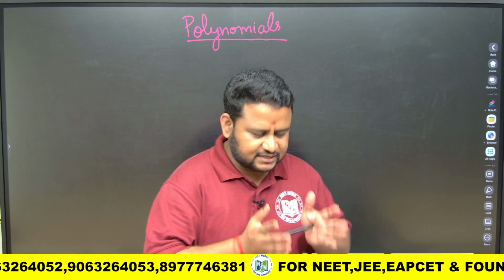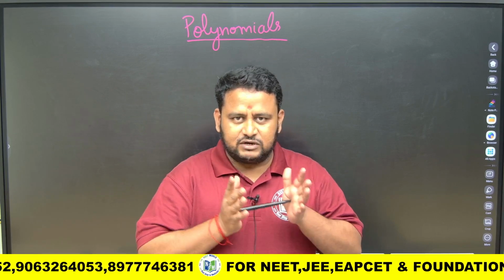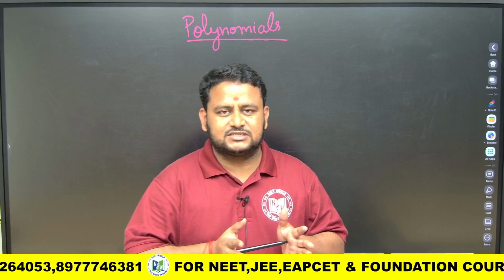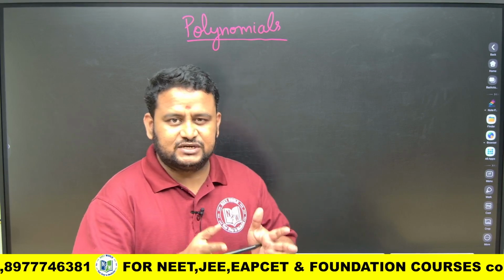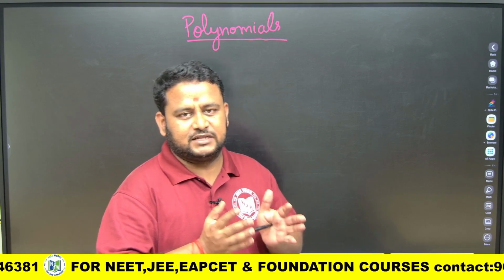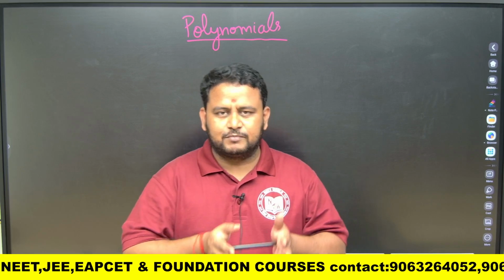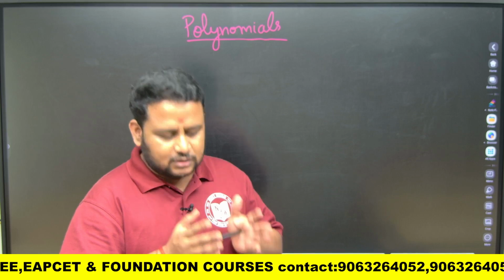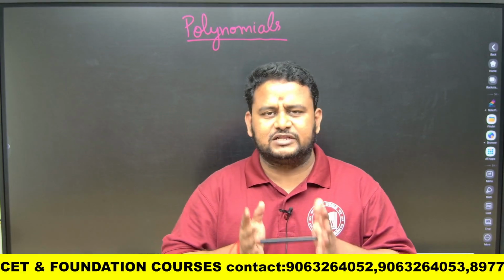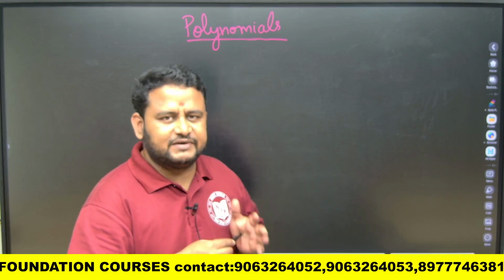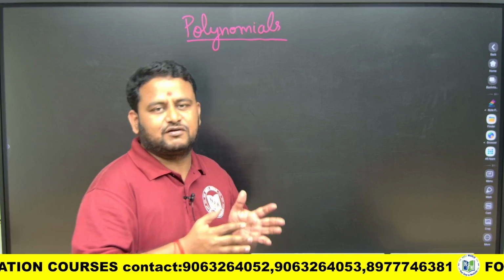Then we discussed what is a value of a polynomial, what is a zero of a polynomial, and also what is a degree of a polynomial. Based on degree, we discussed various types of polynomial, that is linear polynomial, quadratic polynomial, cubic polynomial, biquadratic polynomial, constant polynomial, zero polynomial, all these things. And also in the previous class we discussed the geometrical meaning of the polynomial.